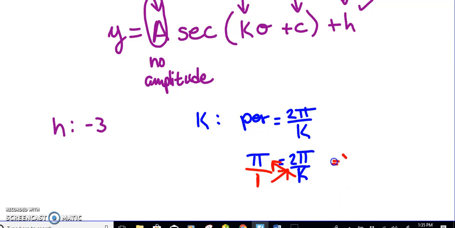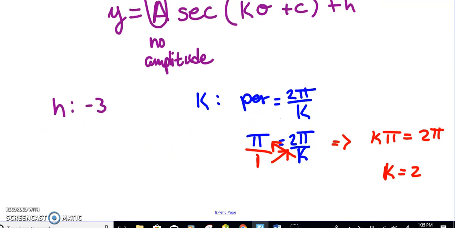So here we have K pi equals 2 pi. Hopefully everybody can look at it and tell me what K is. K is equal to 2, because if we divide both sides by pi, we have K and 2 left. So our K is 2. Easy, not hard. We got this.